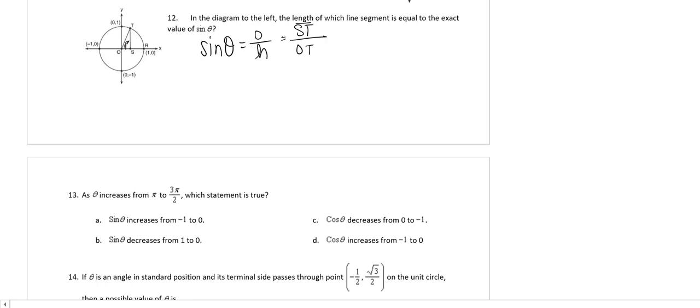And my hypotenuse is OT. I also know that because this is a unit circle and it gives me that value right there, my radius is 1, which means that OT equals 1. So if OT is 1, then we just have ST divided by 1, which is just going to be ST or TS.